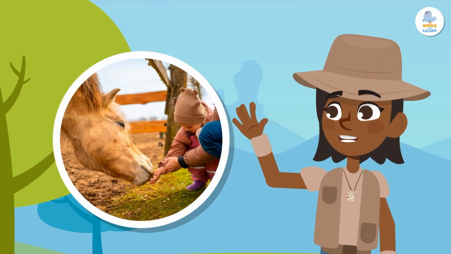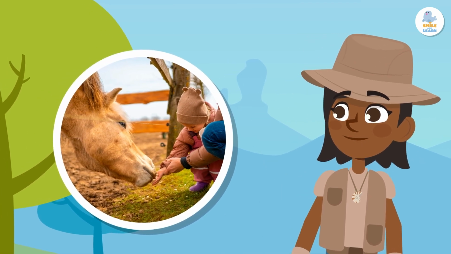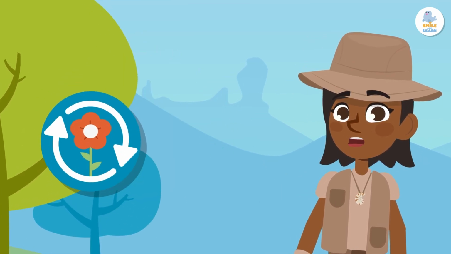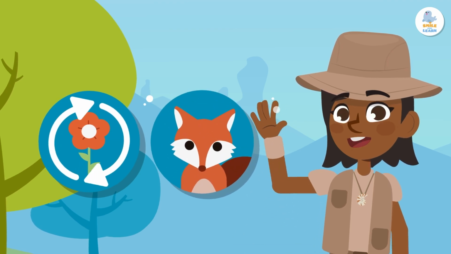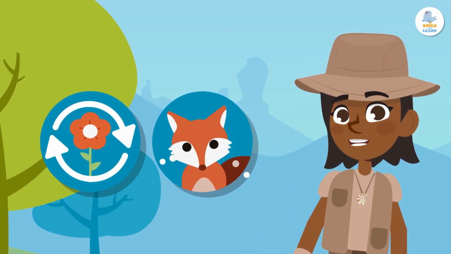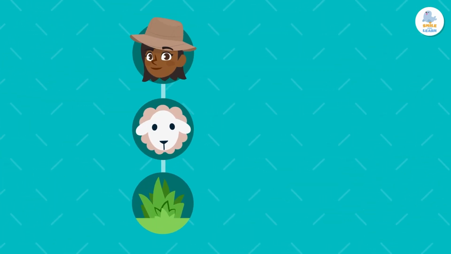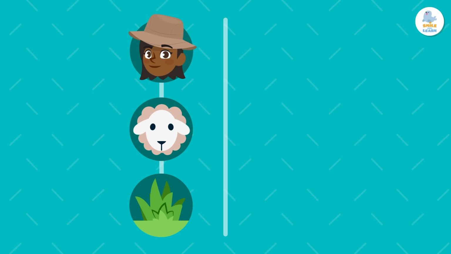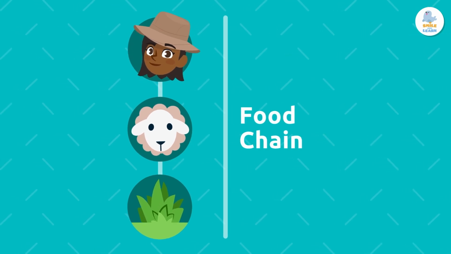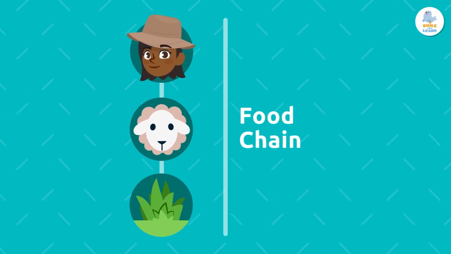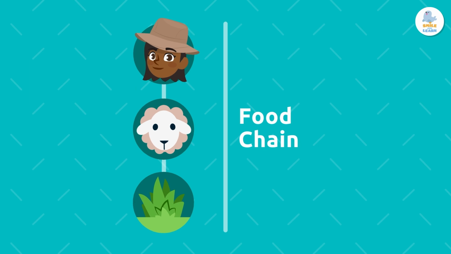Living things get energy from the food we eat. Some can produce their own food, while others get energy by eating plants or other animals. The way energy passes from one living thing to another is called a food chain. Have you ever heard of food chains?